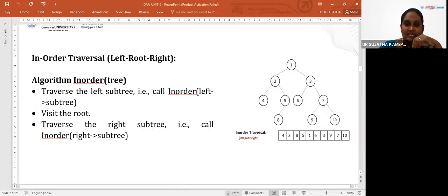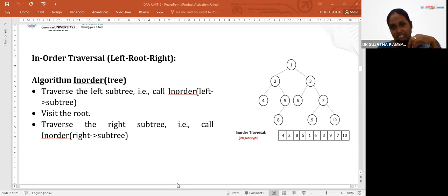First, we are going to see in-order traversal. In-order traversal traverses the left subtree first, then it visits the root node, and finally it traverses the right subtree. In an in-order traversal, the nodes of the binary tree are visited in sorted order if the tree is a binary search tree.